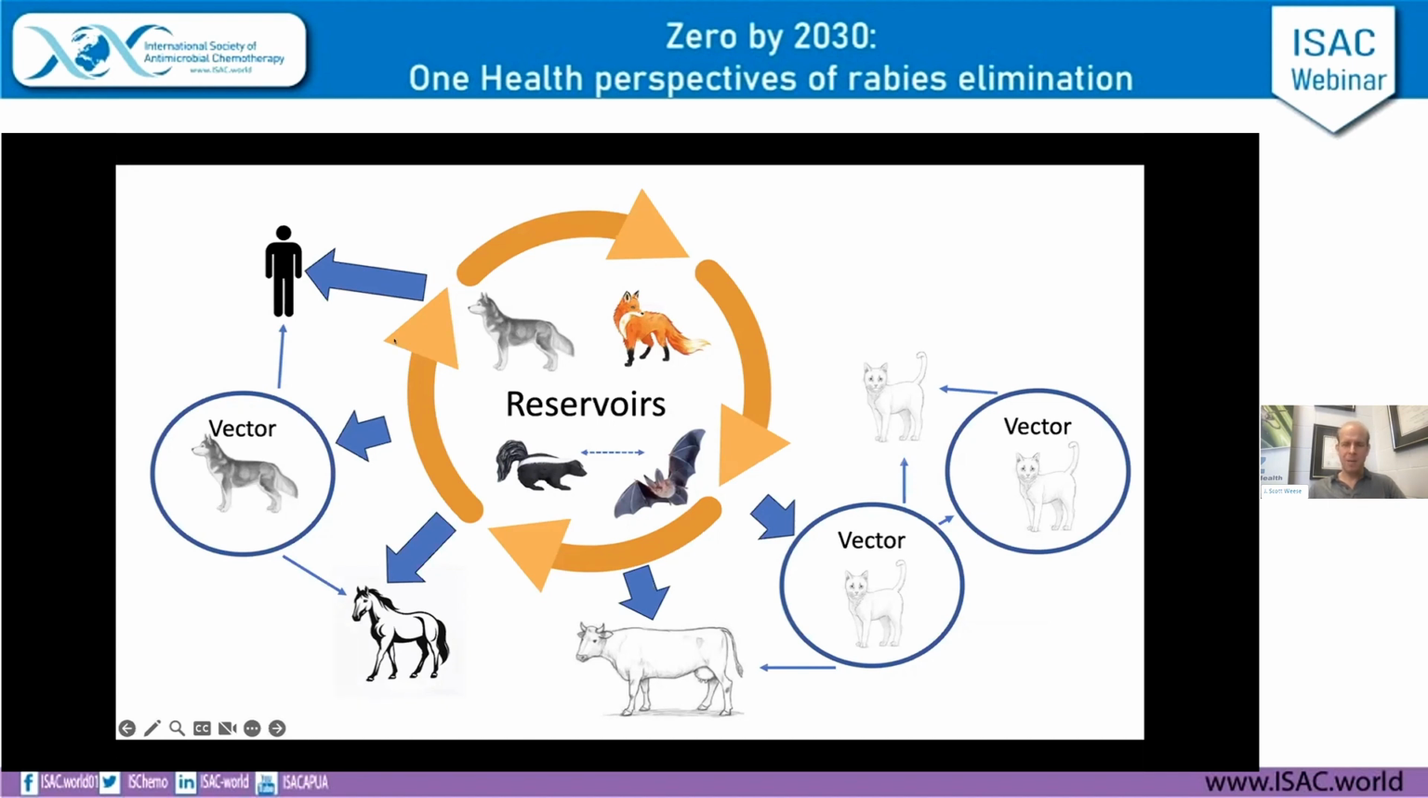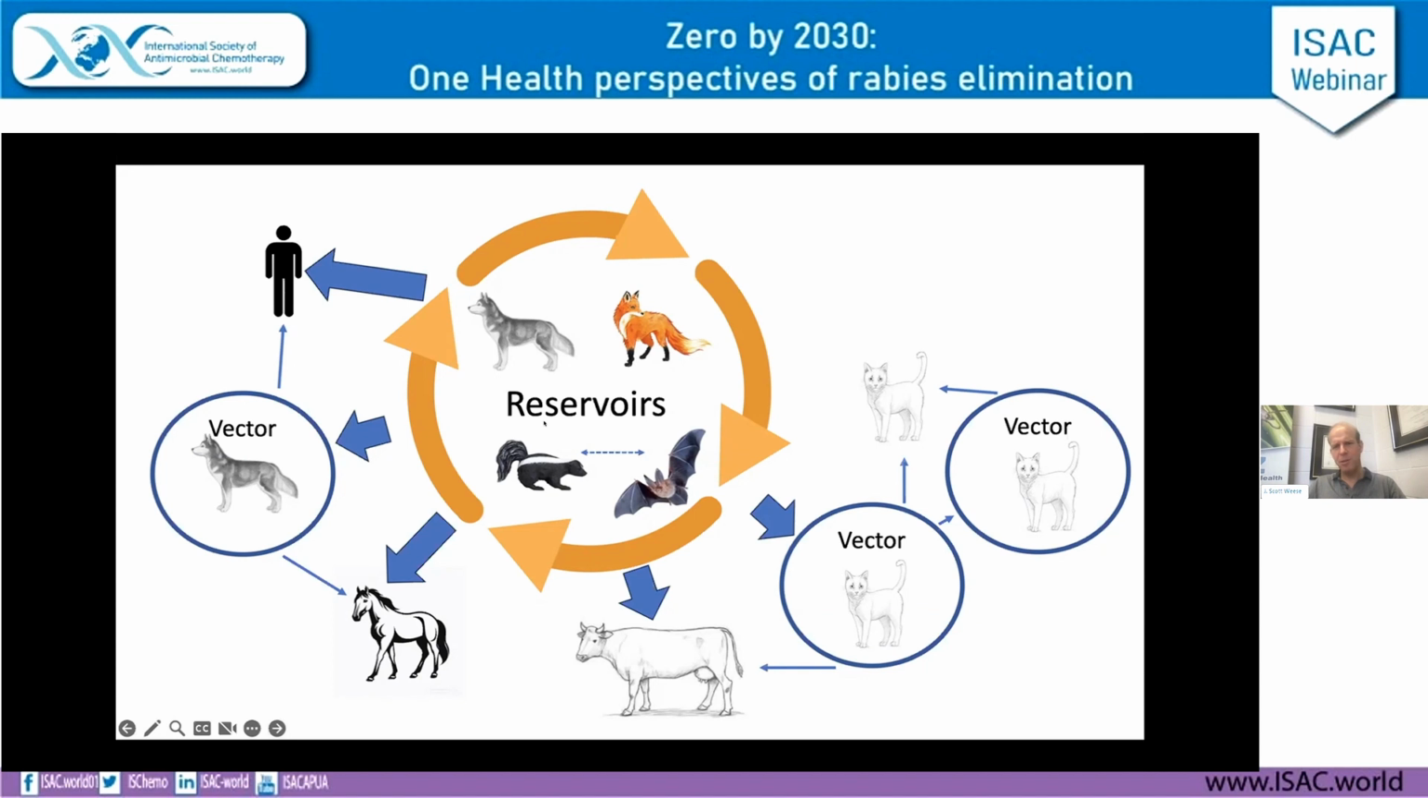Reservoirs are animal species that maintain this virus in circulation in nature with their own rabies virus variant that I'll get to later. So we have canine rabies, we have red fox rabies, we have skunk rabies, we have bat rabies. And the transmission within the reservoirs is predominantly within those species. So where we have canine rabies, it's predominantly dog-to-dog transmission with a potential for spillover to other species. Same thing with bats, same thing with foxes. There's transmission within that reservoir population.